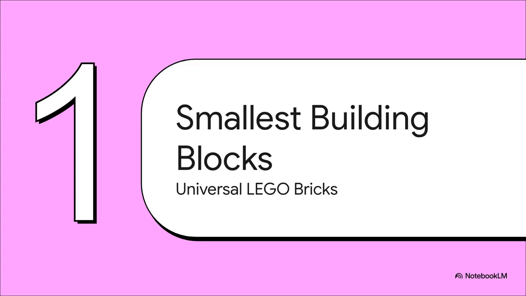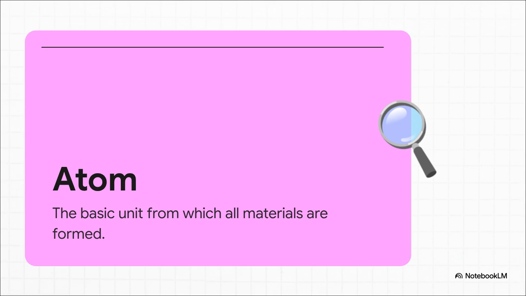All right, first things first, we have to start at the very, very beginning. We're talking about the smallest possible unit, the universal Lego bricks that build, well, everything in our world. And that basic unit, it's the atom. This is our starting point. Every single material, doesn't matter if it's metal, wood, or even the air we breathe, it's all formed from atoms. So if you want to understand why a material does what it does, you've got to start right here.